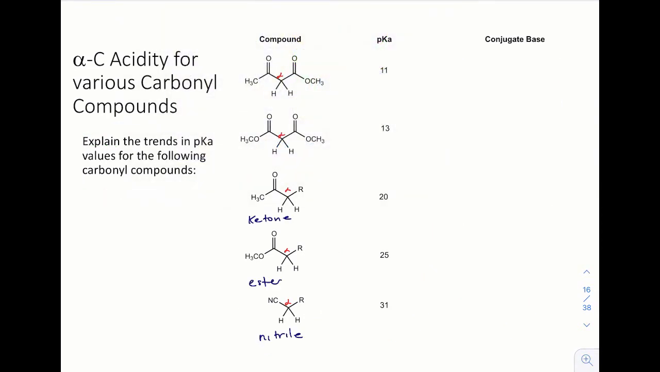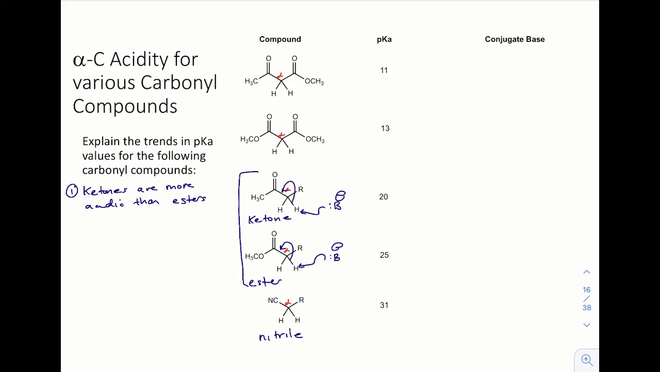There are a few trends that we can identify. First, let's look at ketone versus ester. We notice that ketones are more acidic than esters. And drawing the conjugate bases for the ester and the ketone will help us to investigate why that might be. We notice that the conjugate bases are electron rich, and the ester has this electron donating group through the pi framework.